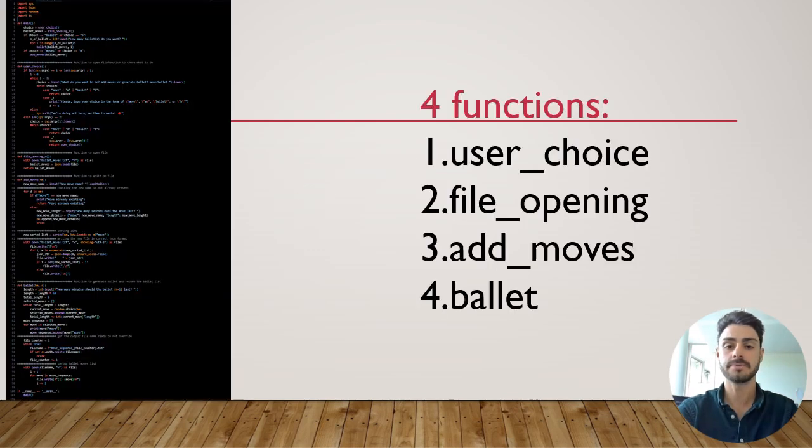The program consists of four sub-functions. The first one is where the user will choose what to do with the code, whether to generate a new ballet or to add a move to the list of moves. In the second one, the program will open a file, in particular the file containing all the moves available up to that moment, and the third one will be used to add moves to the ballet, while the first and last functions are used to create a choreography using the ballet moves in the list.